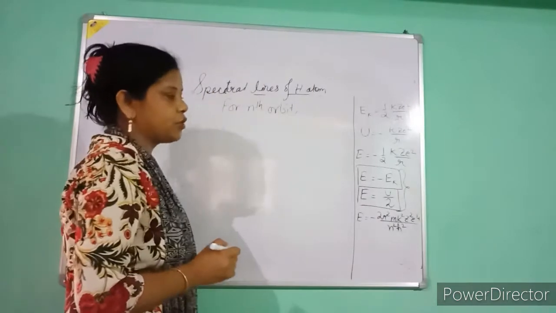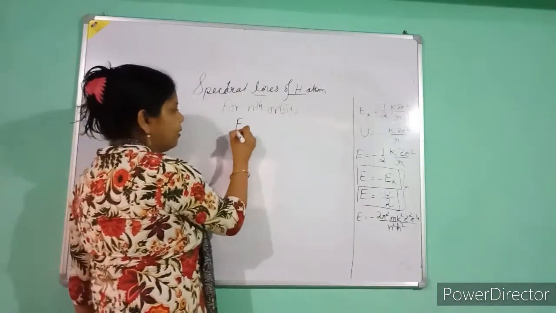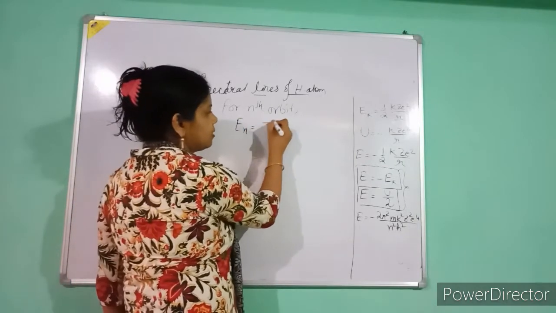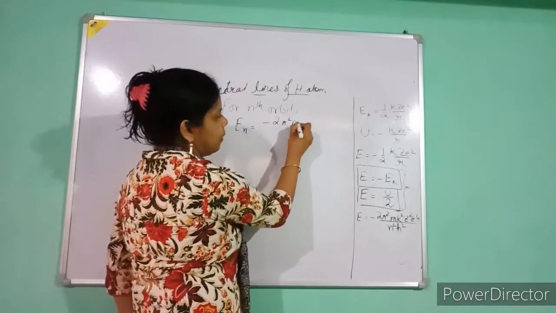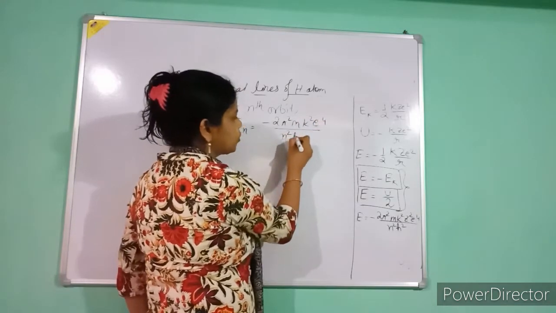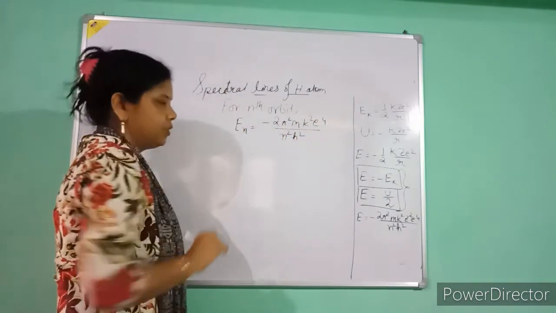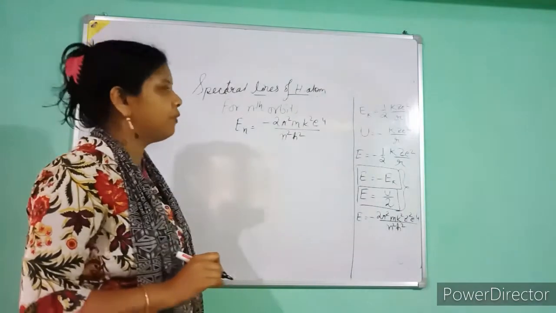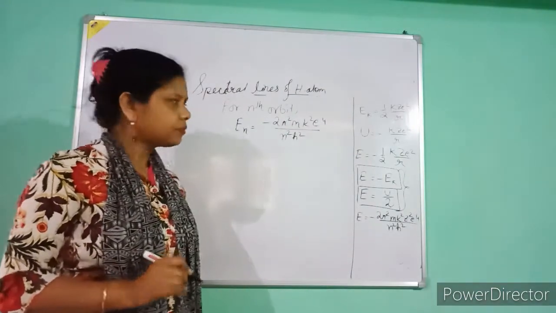So if I say for the nth orbit in case of a hydrogen atom, En will be equal to minus 2 pi square m k square e to the power 4 divided by n square h square. So this is my total energy in the nth orbit of a hydrogen atom.